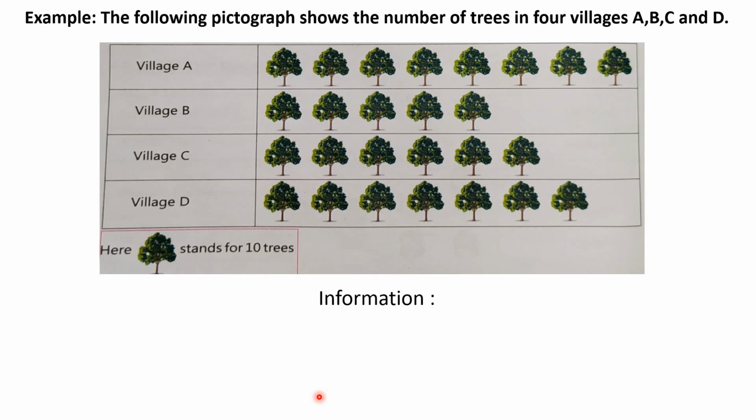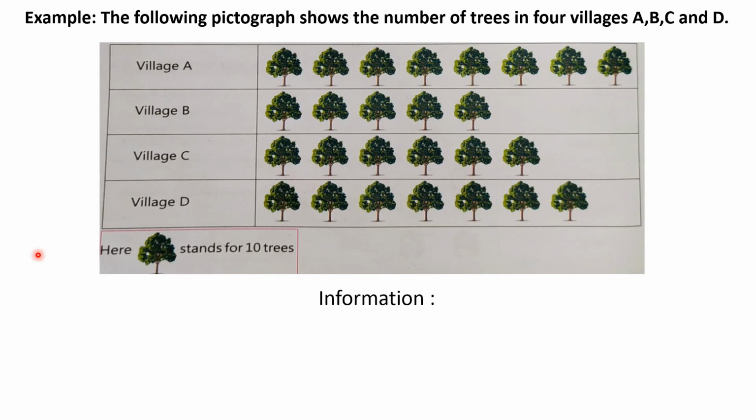The next one: the following pictograph shows the number of trees in 4 villages A, B, C and D. Village A has this many trees, village B has these, and C and D. These are the 4 villages given to us. What do we understand from this picture? First we will count how many trees there are in village A, and so on for B, C and D. But there is one more note given here: one tree stands for 10 trees. That means this one tree is 10 trees. In the same way, another tree stands for 10 trees.